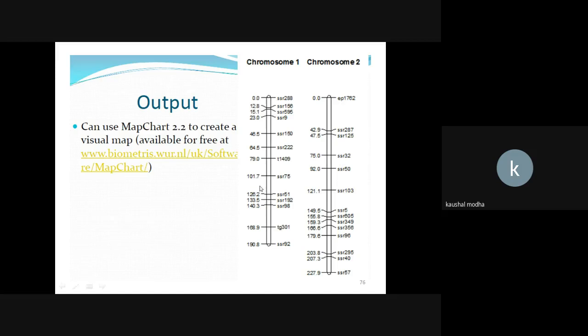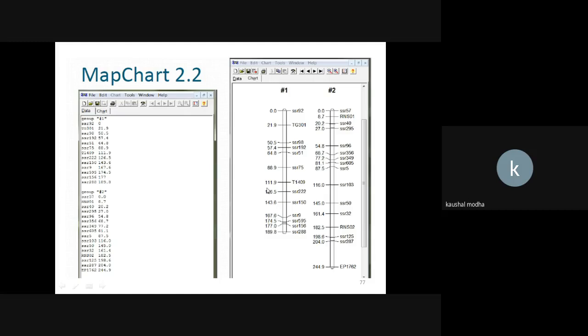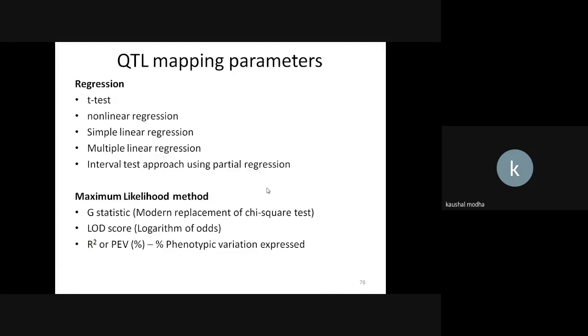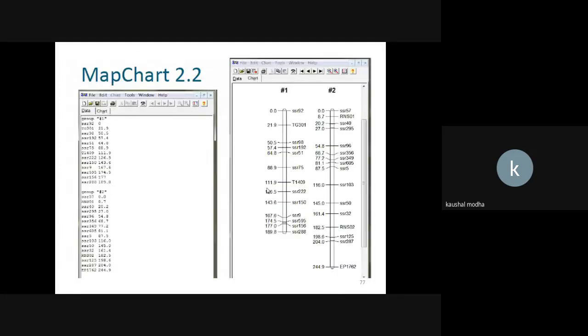according to the recombination frequency between them. And then this marker profile is associated with the phenotypic trait for QTL analysis. This is just construction of marker maps, molecular marker maps. So that's all for today.